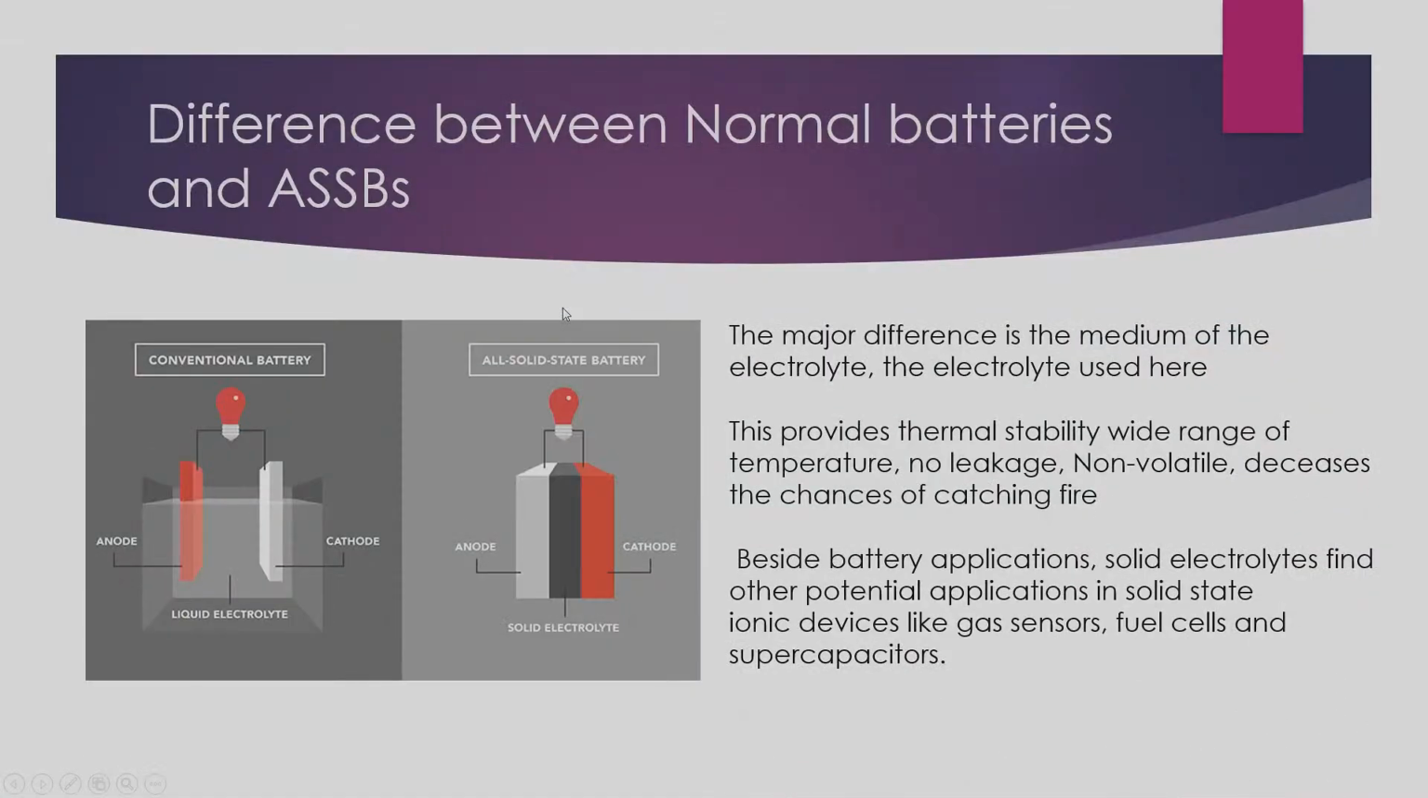So what is the basic difference between normal batteries and all solid state batteries? The electrolyte used in conventional batteries is liquid, and the batteries we are introducing, solid state batteries, use a solid electrolyte. So what are the advantages of using solid electrolytes? They are thermally more stable, there is no leakage, they are non-volatile, and they decrease the chances of catching fire as well. Besides batteries, solid state electrolytes are also used in ionic devices like gas sensors, fuel cells, and supercapacitors.